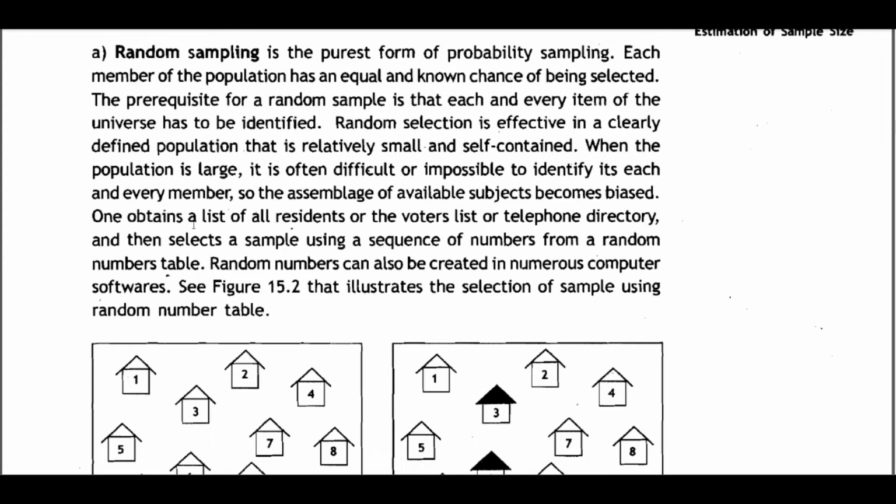One obtains a list of all residents, such as a voters list or telephone directory, then selects a sample using a sequence of numbers from a random number table. Random numbers can also be created in numerous computer software. See figure 15.2 that illustrates the selection of a sample using a random number table.